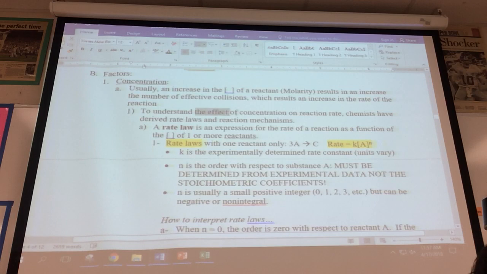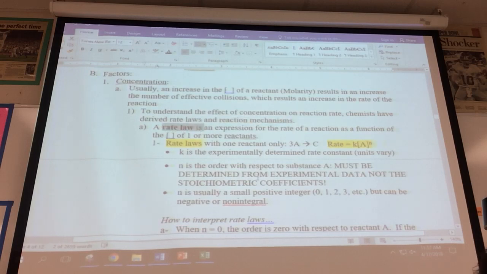To understand the effect of concentration on reaction rate, chemists have derived rate laws, which we're going to learn about now, just the beginnings, and reaction mechanisms, which I'm not going to go into at the honors level unless you want to do a special lesson on that. It's one of my favorites. I'd be happy to do it with you guys at the end of the week.